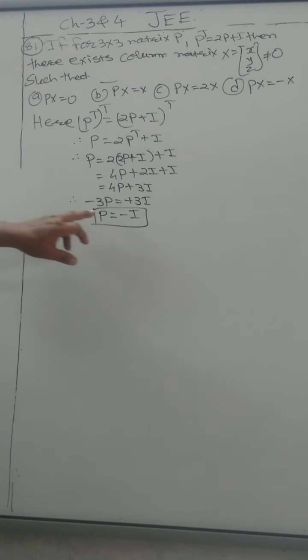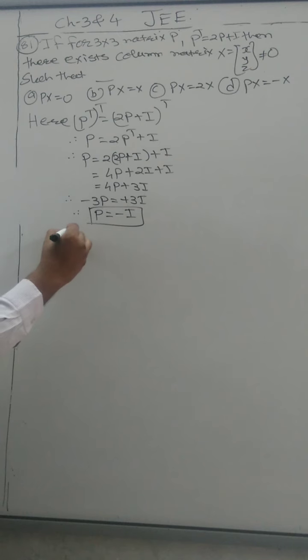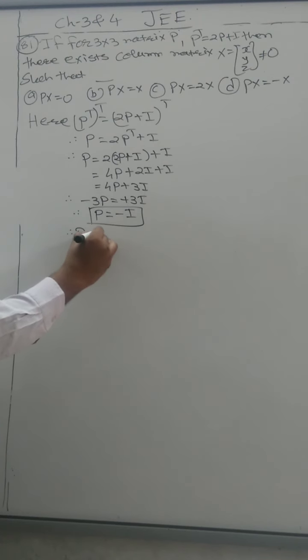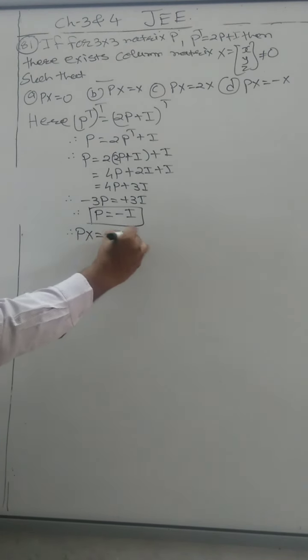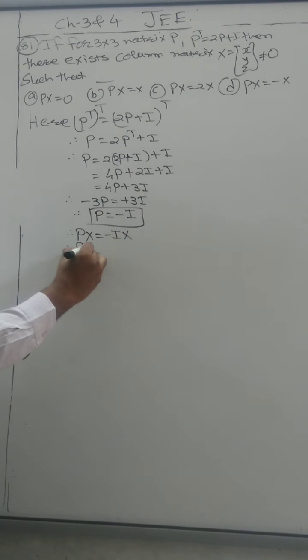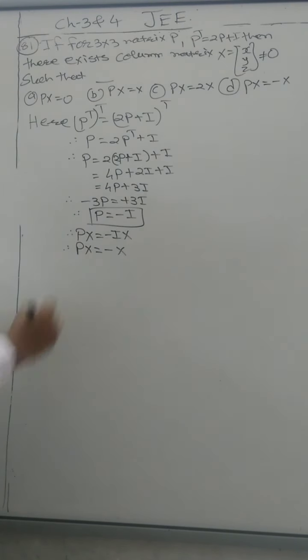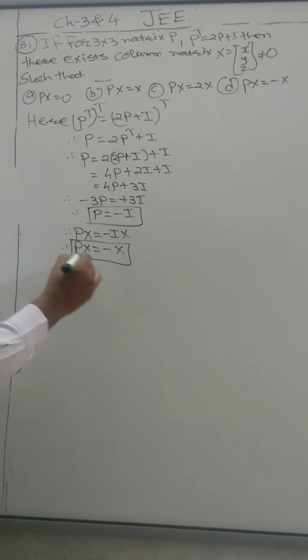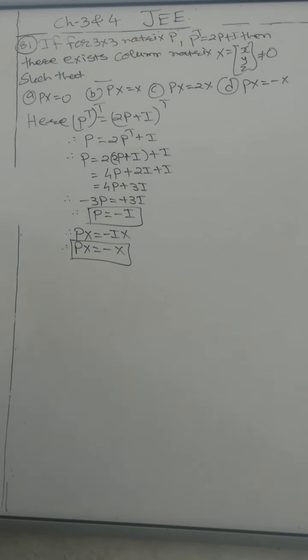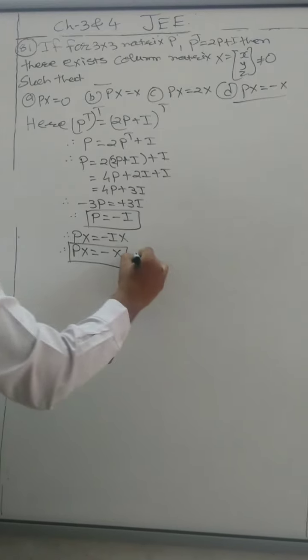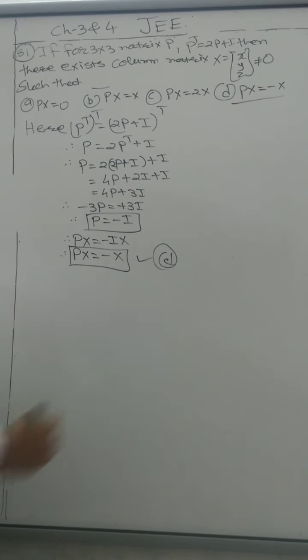Okay, this is our one result. Now P equal to −I, and now we go for the next. Here we want to find PX. So we multiply by the X matrix. So PX equals −I times X. Therefore PX equals −X. So this is our answer, that PX equals −X, which is D. So D is our answer.